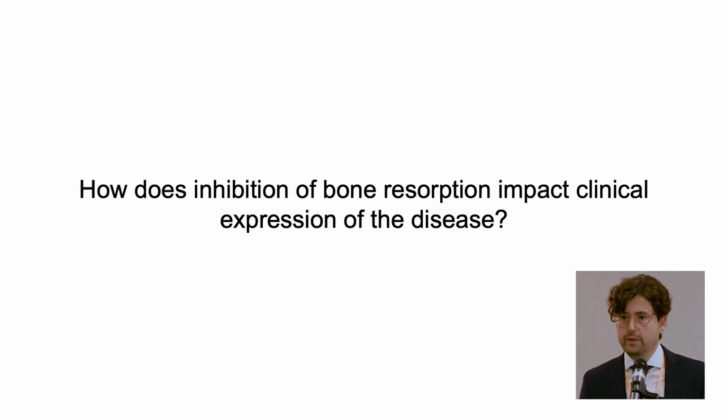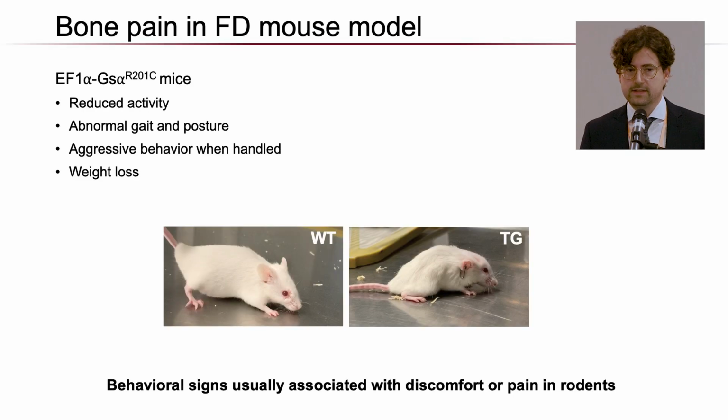So I showed you the results on the tissue pathology of the disease, but we also thought about how this strategy could impact the clinical expression of the disease. And so we started investigating pain in the mice. What was really encouraging for us, not for them, was the observation that the mice had reduced activity when they reach 4 months of age. They have abnormal gait and posture and were aggressive when handled, and all these behavioral signs are usually associated with discomfort or pain in rodents.